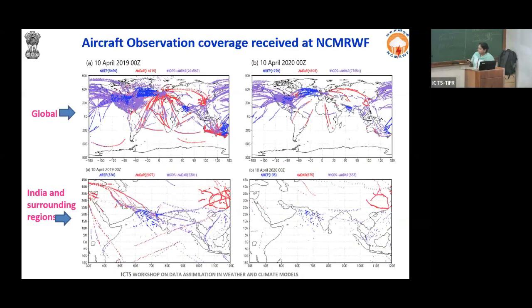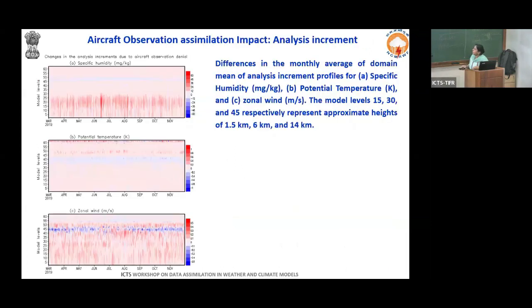And this is an example: this is 10th April 2019, where we have a lot of observations, and this is the same day, 10th April 2020, during the COVID period. You can see the number of observations, the numbers are written here, and even though they are there, the numbers are very less, and over the Indian region the numbers are very less. So we did one OSE to see the impact of these observations in our system.